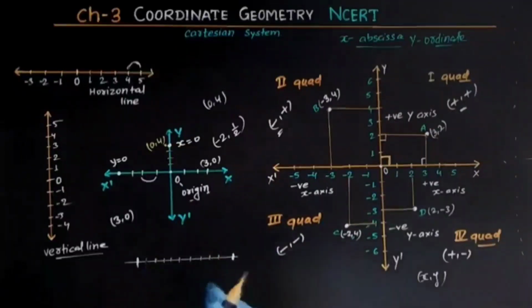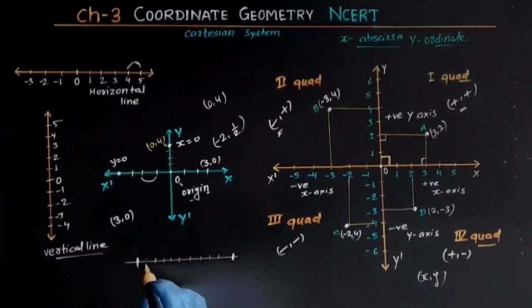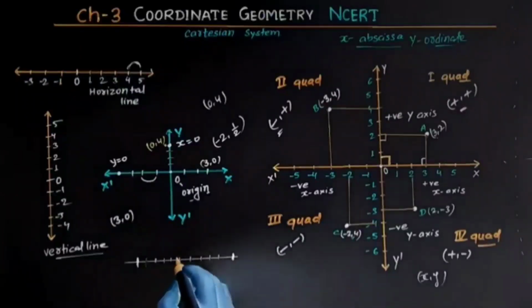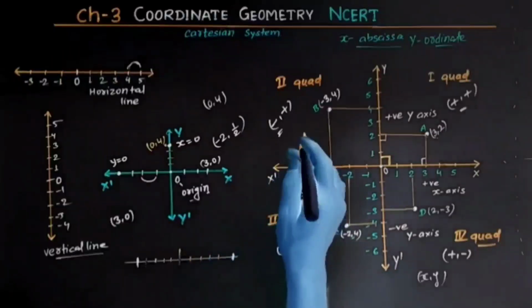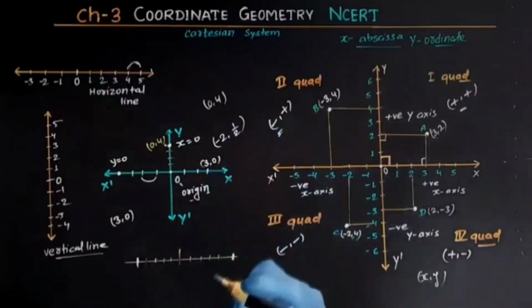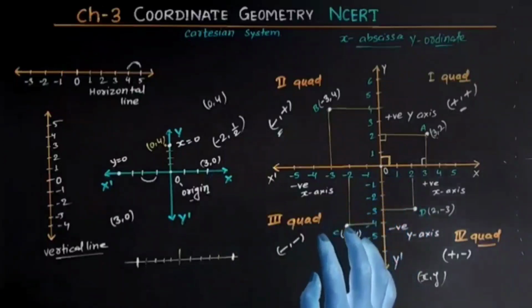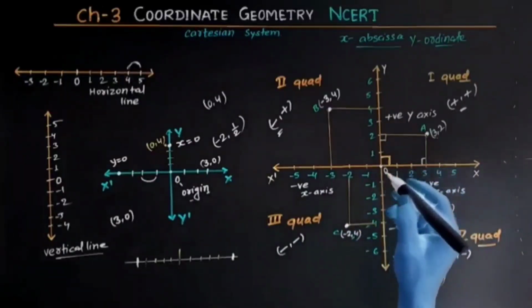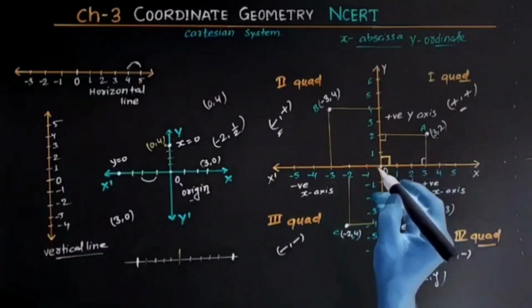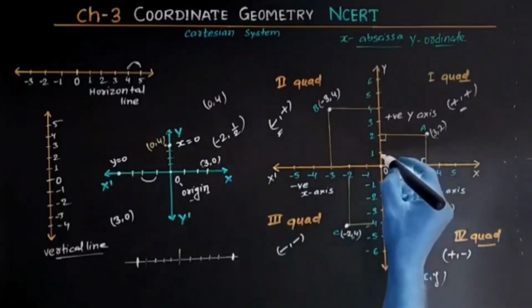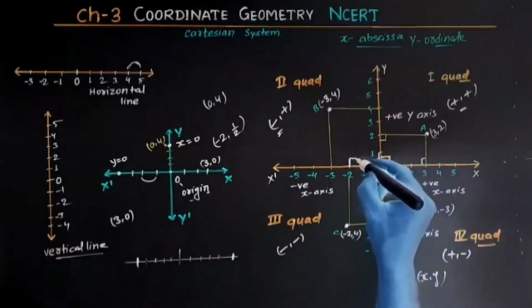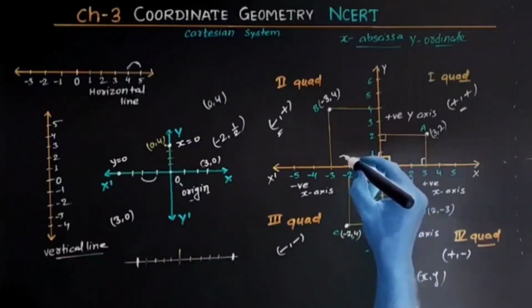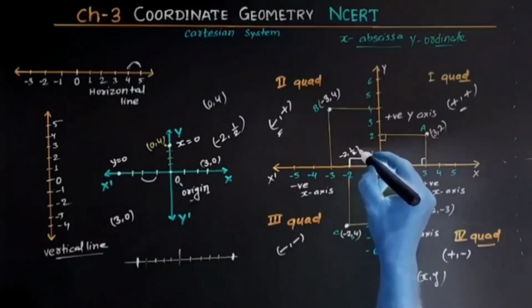And here you have to plot half. So it always lies between 0 and 1. So count 5: 1, 2, 3, 4, 5. At this point you can write half. So you can easily plot minus 2 and 1 by 2. Minus 2 on x-axis, 1 by 2 on positive y-axis between 0 and 1. So this point is known as minus 2, 1 by 2.